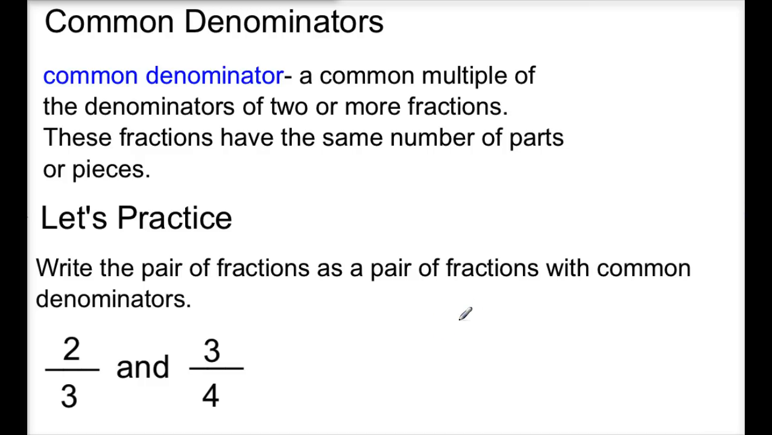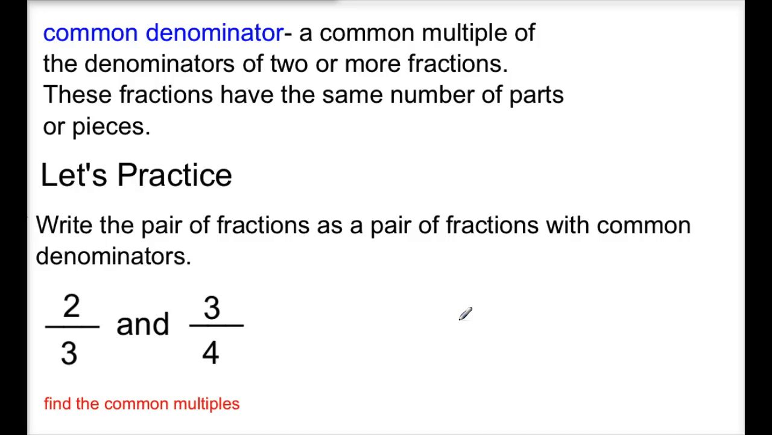We are going to now write these pairs of fractions as a pair of fractions that share the same denominator, because we want the denominators to be what they have in common. Right now, when I'm looking at the denominators, I see that they are 3 and 4, and these denominators are not common. So I need to make them common to one another. And the way that I'm going to do that is that I'm going to find common multiples.